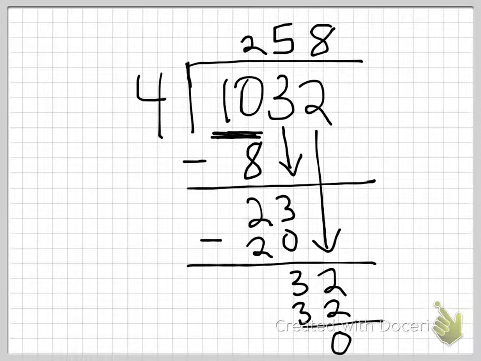So 1,032 divided by 4 is 258. Okay, so if you have $1,032 and you split it among 4 people, each person is going to get $258. Okay, so let's move on to the next one.